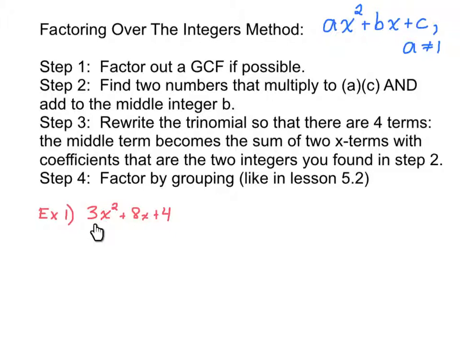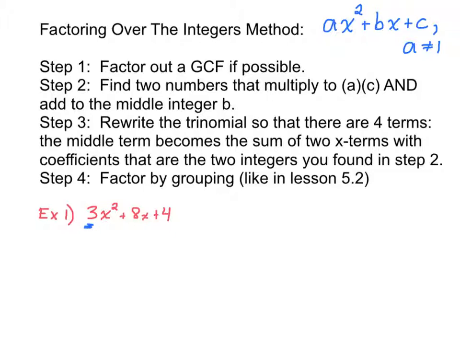We have a trinomial 3x squared plus 8x plus 4. First, we look if there's a greatest common factor we can divide out of every term. None of the terms' coefficients are divisible by a number, 3 or 2 or 4 or anything, and there's no x common factor either. So then we move on to step 2 and we look for two numbers that multiply to a times c and add to the middle integer b. Well, we have to identify a and b and c first.